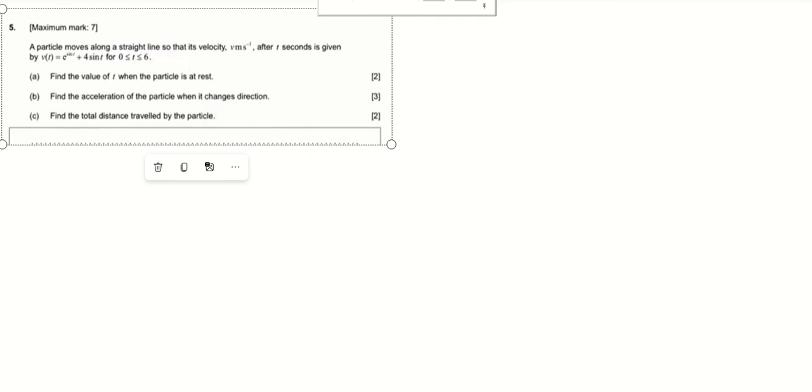Question 5. A particle moves and the velocity of the particle is given by the function e to the power of sine t plus 4 sine t, and t is between 0 and 6.